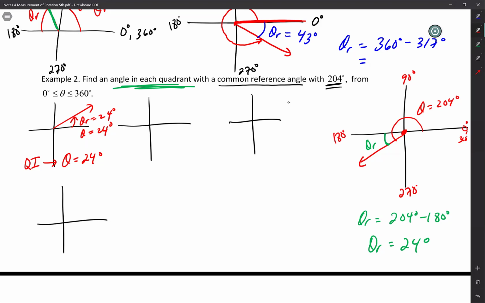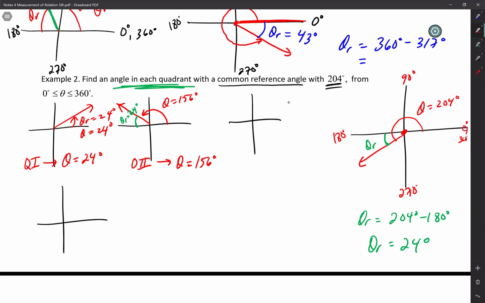In quadrant 2, what do they want? Theta equals, here's quadrant 2, and I got to show 24 degrees. This is the 24 degrees right here, guys. I tried to put 24 degrees there. The angle they want is this angle. How am I going to get it? 180 minus 24. That's 156. So this angle is 156.